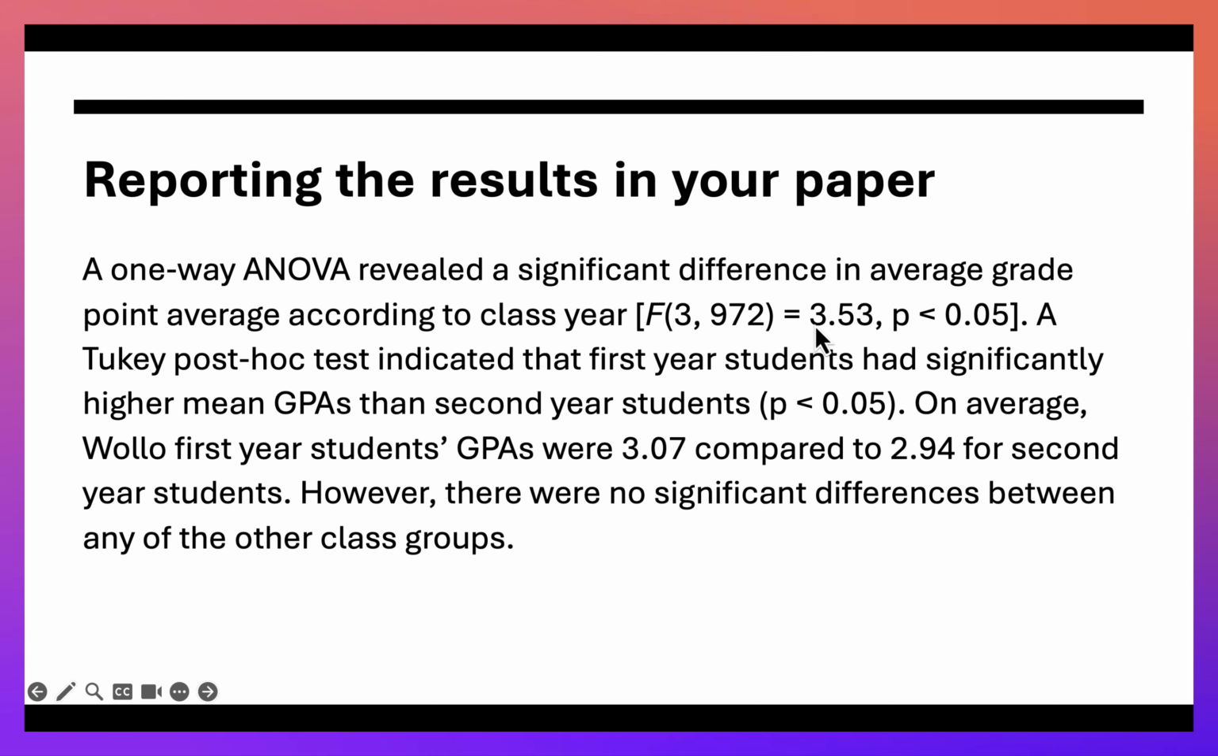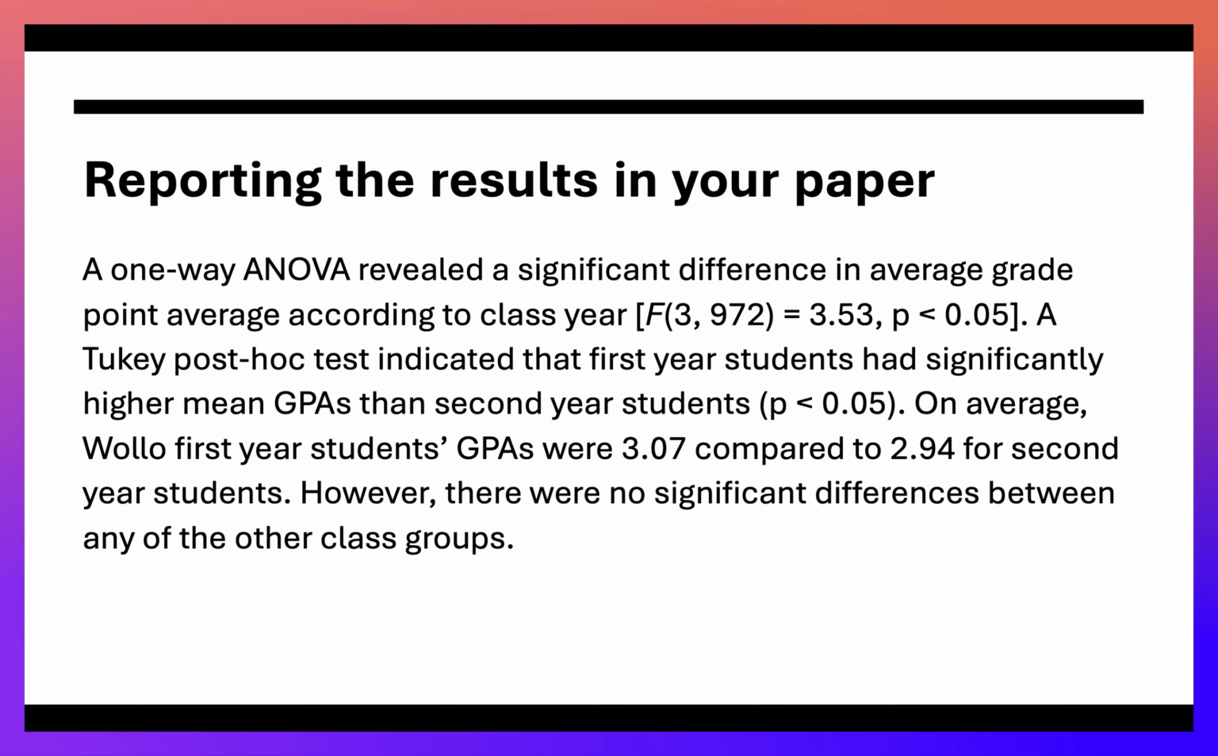And then you put in here the actual value of the F statistic. So the degrees of freedom, between groups 3 and within groups 972, and then our F statistic of 3.53. And then you also want to put the p-value for your omnibus test, right? Sorry, that should be in italics. And then you want to report your post hoc results. So to be very thorough about it, I would say a Tukey. You want to say exactly which post hoc test you ran. So we ran Tukey in this case.